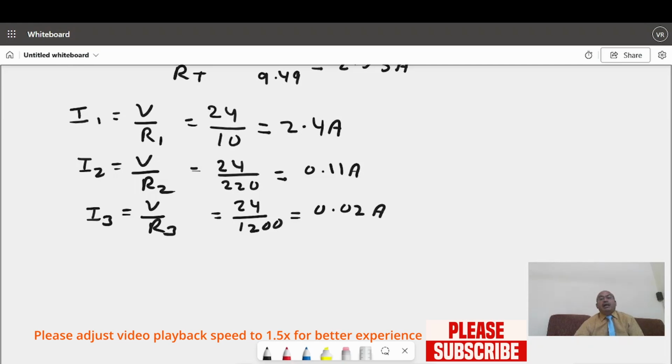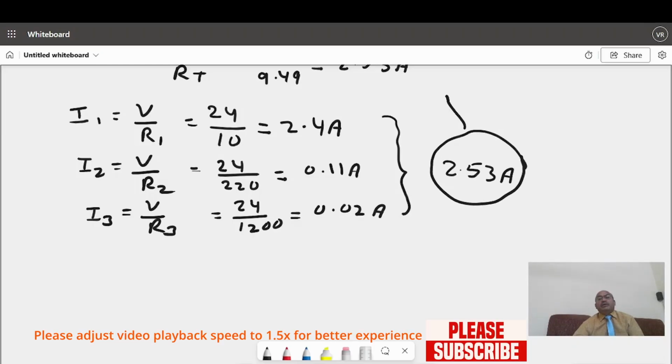If you add all these, you will get 2.53 amperes. This must be equal to the total current we calculated above. Like that you have to calculate. And for your understanding, I will solve another series parallel problem now.